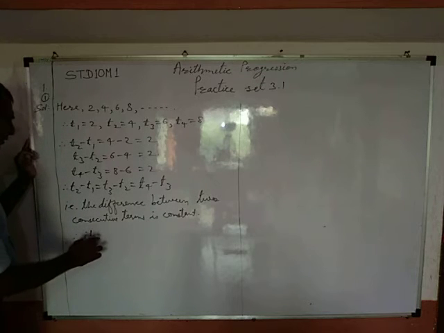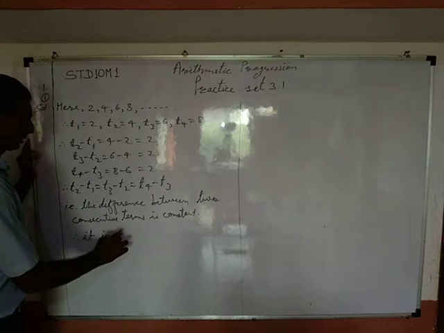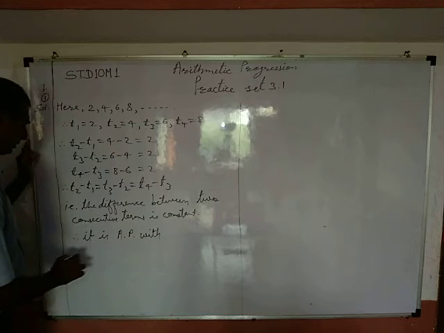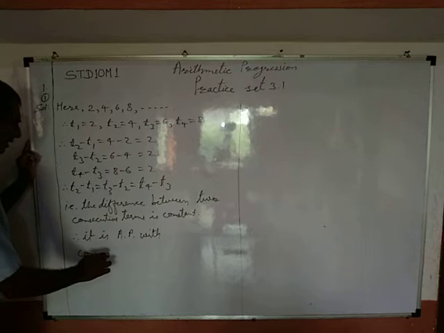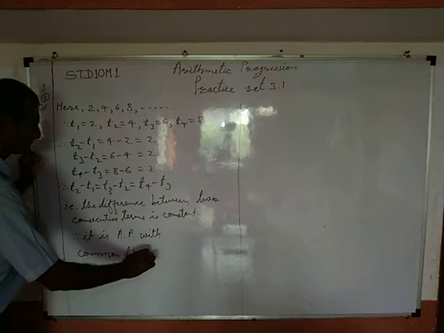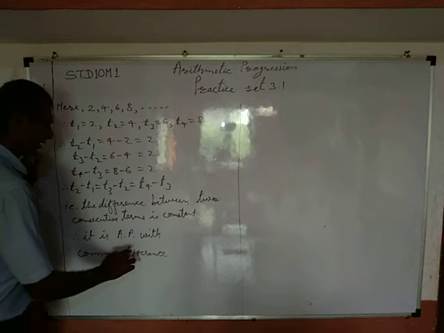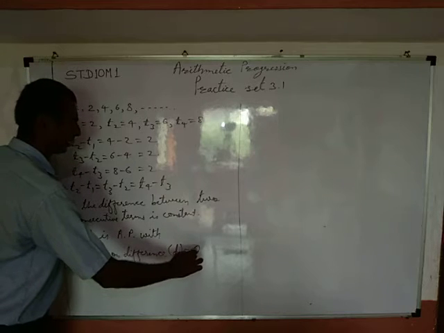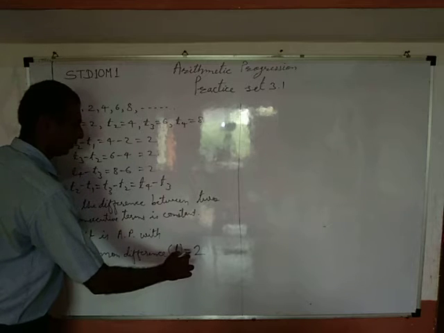Therefore, it is an AP with common difference, which is generally denoted by small d, equal to 2.